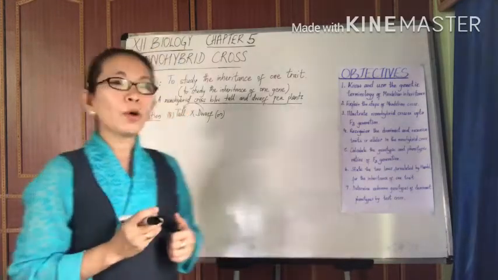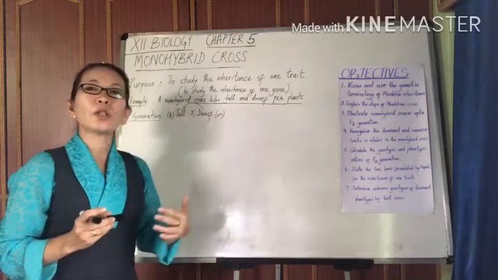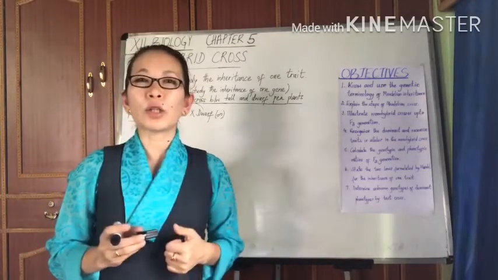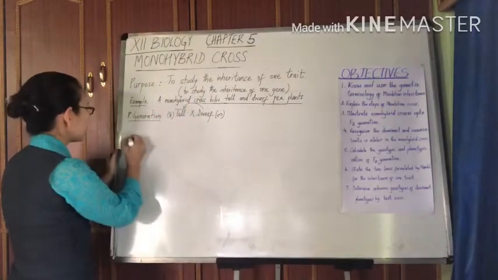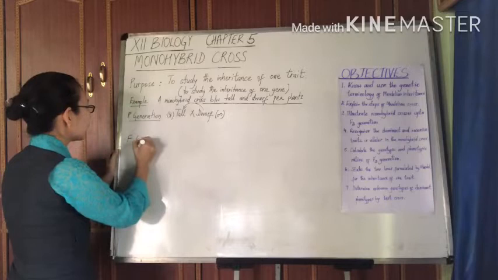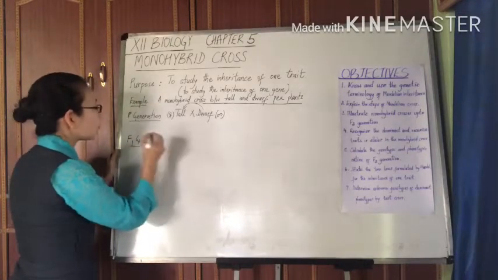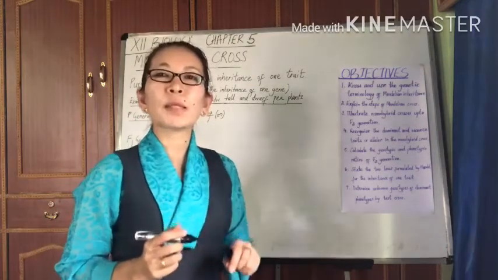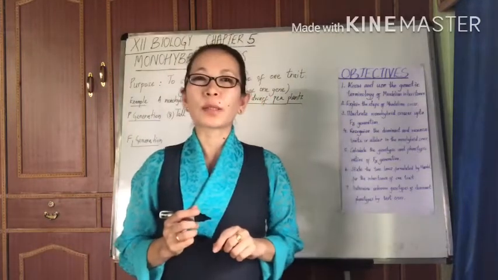Now, after obtaining the seeds from such crosses, Mendel grew the seeds in order to get the first filial generation, or the first progeny generation. So now he got the first filial generation, or F1 generation. And I must emphasize here that Mendel based his observation purely on the phenotypes of the offsprings.